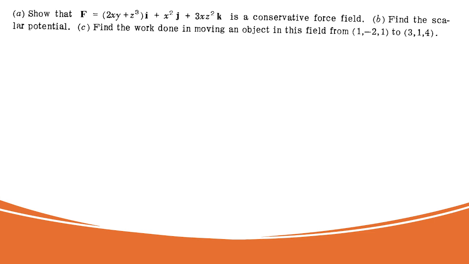Find the scalar potential. That is the second question. Find the work done in moving an object in this field from point (1, -2, 1) to (3, 1, 4). So let's start. Show that this is a conservative field. So if it is conservative, then its curl should be 0.